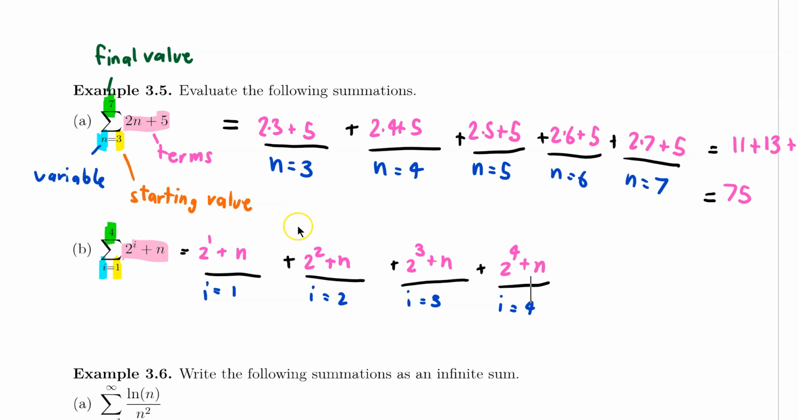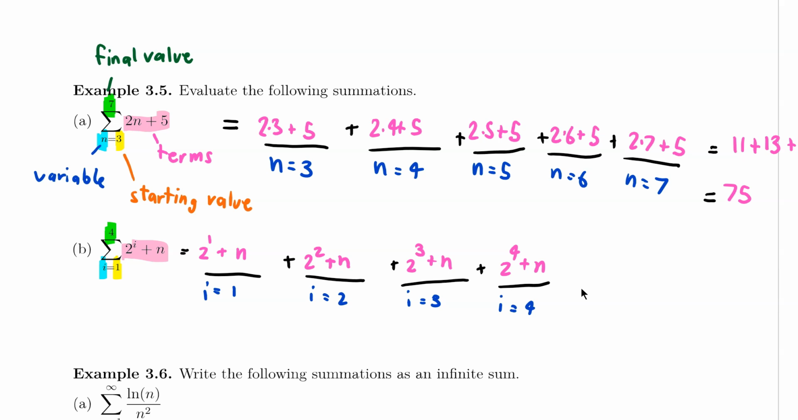Notice how, because in the previous example my n is a variable, the value of n changed. The value of n runs from 3 to 7, but in example B down here, my i is a variable, but n is nothing. My n is not any of the variables that we see here, so the value of n doesn't change. The value of n just stays like that, but the value of i is the one that changed from 1 to 4.